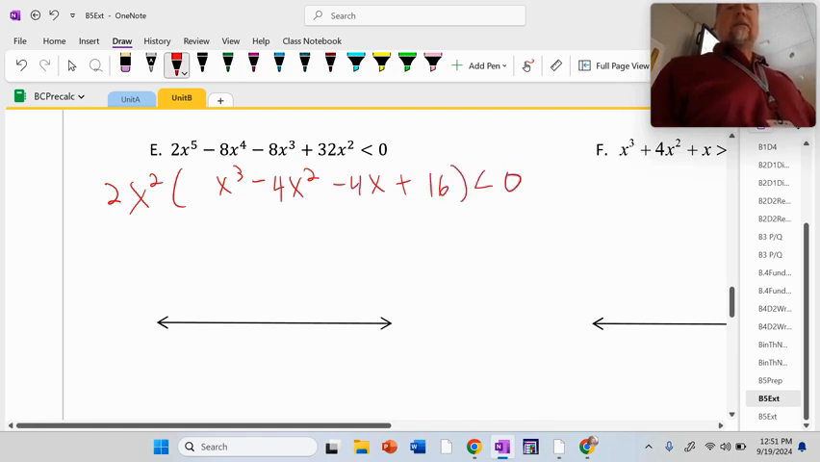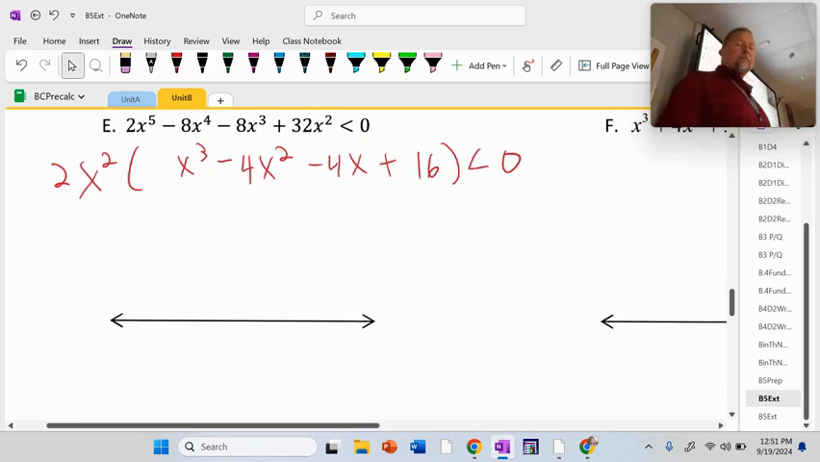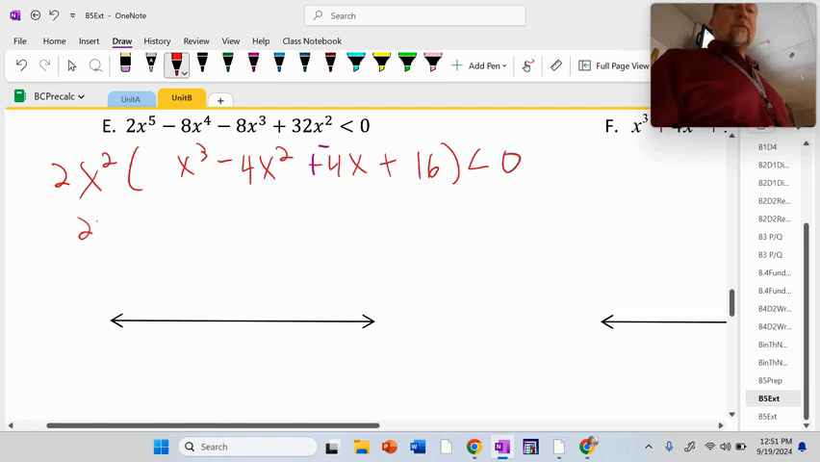Now you get lucky on this. You get real lucky. Because look on the inside. Is that factorable? Is the inside factorable? Absolutely. It's a grouper. Okay? Grouper. Anyone ever have that? It's delicious.